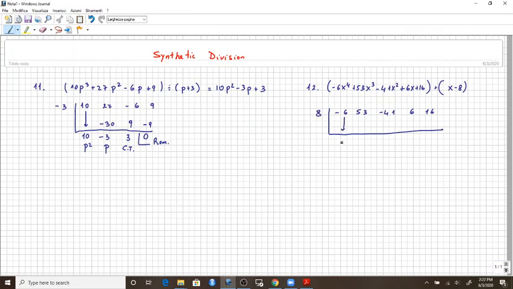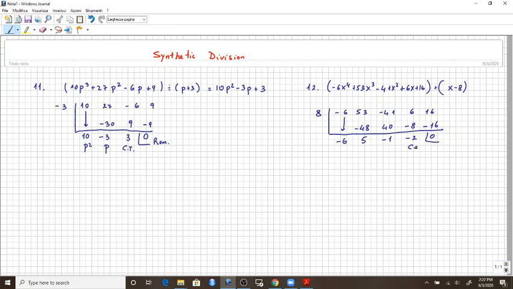We bring down the first number, which is negative 6. Negative 6 times 8 is negative 48. 53 minus 48 is 5. 5 times 8 is 40. Negative 41 plus 40 is negative 1. Negative 1 times 8 is negative 8. 6 minus 8 is negative 2. And negative 2 times 8 is negative 16. So again, we get a remainder of 0.